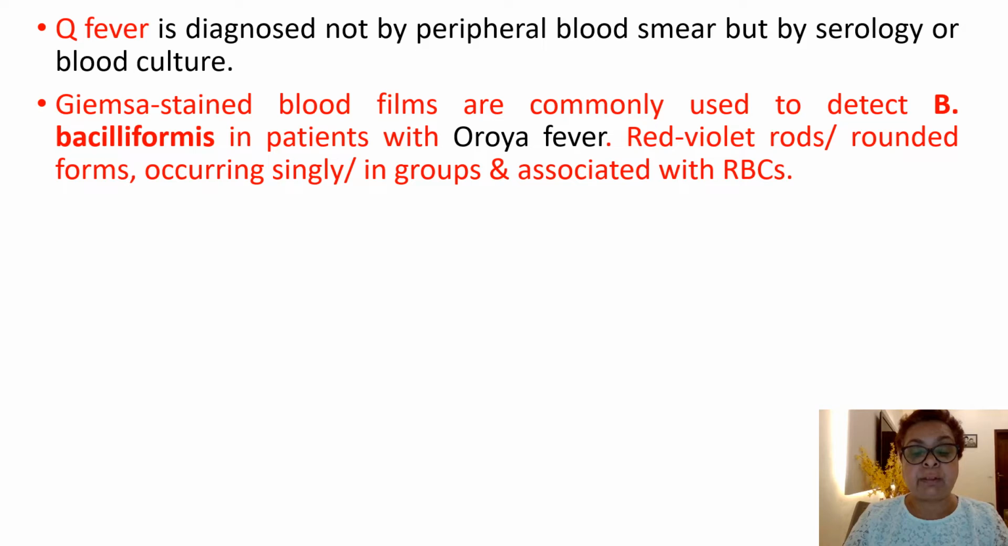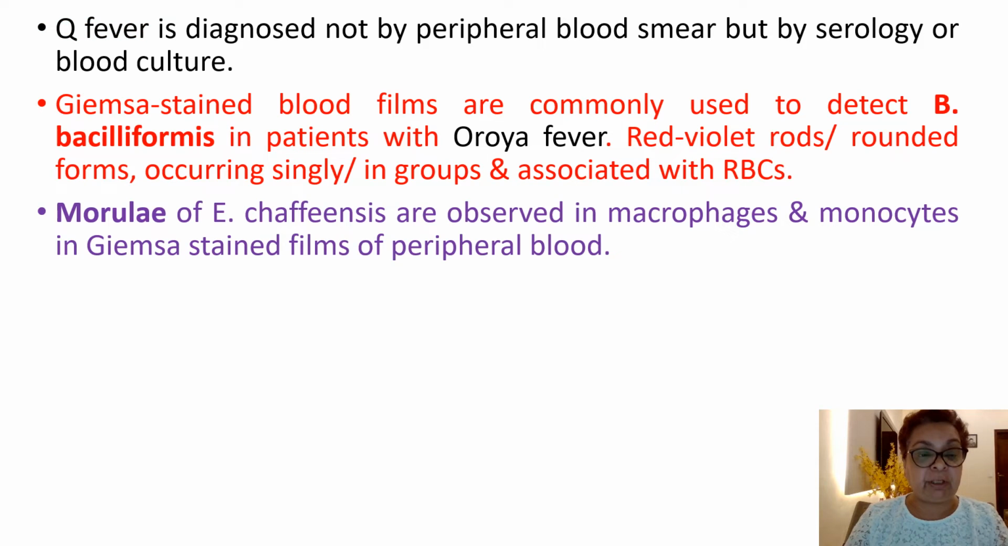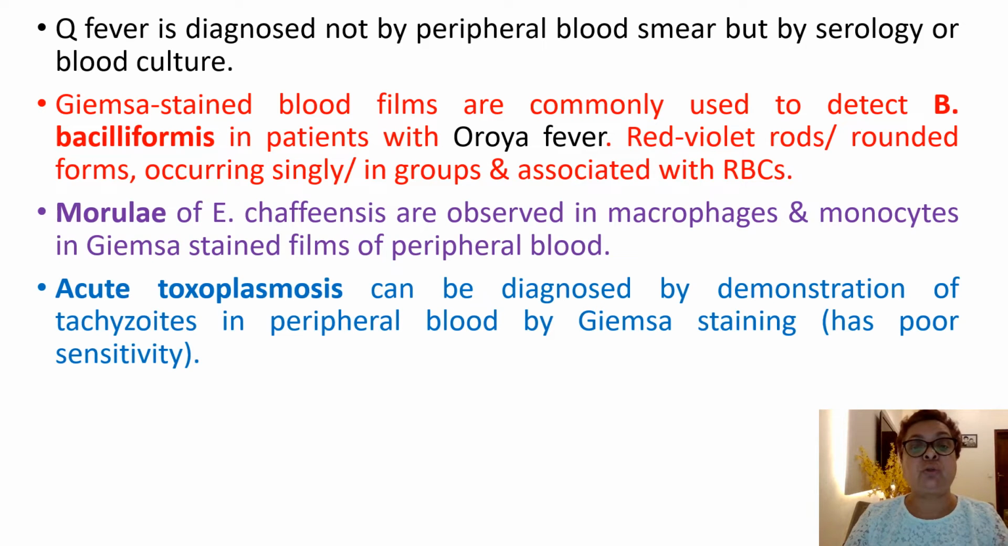Plus, in ehrlichiosis, which is human monocytic ehrlichiosis, we can demonstrate the morula, that is the mulberry-shaped inclusion bodies of Ehrlichia chaffeensis on peripheral blood smear. Plus, also in toxoplasmosis, in the acute stage when the tachyzoites are invading the various organs of the body, we may be able to demonstrate the tachyzoites on Giemsa-stained peripheral blood smear, though this has very poor sensitivity, right? So the answer to this question is Q fever, not diagnosed by peripheral blood smear.